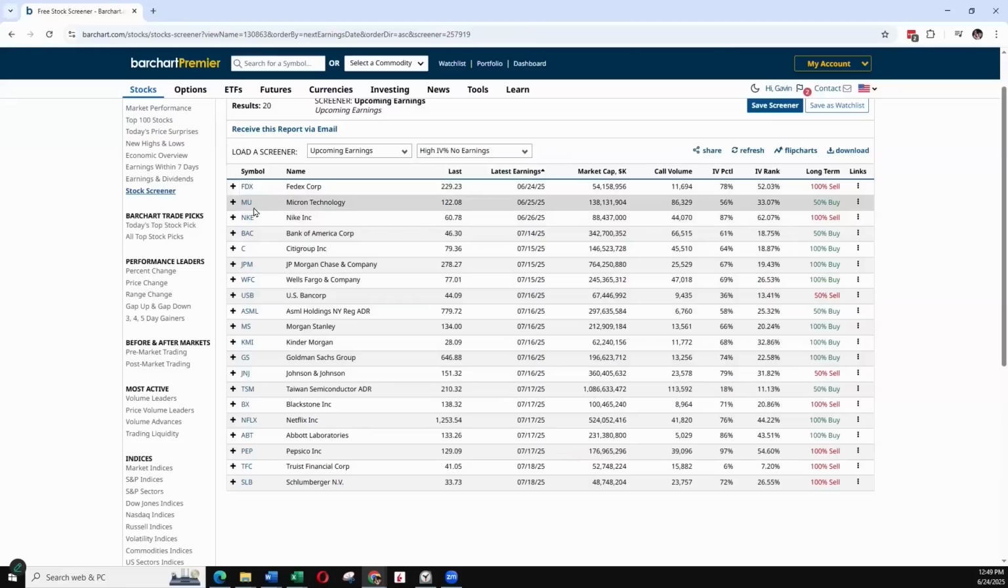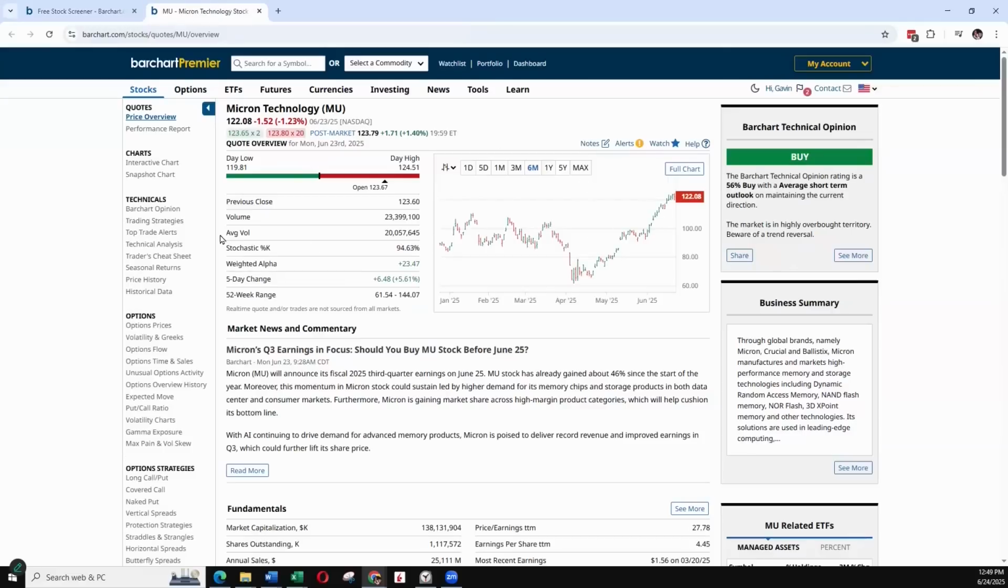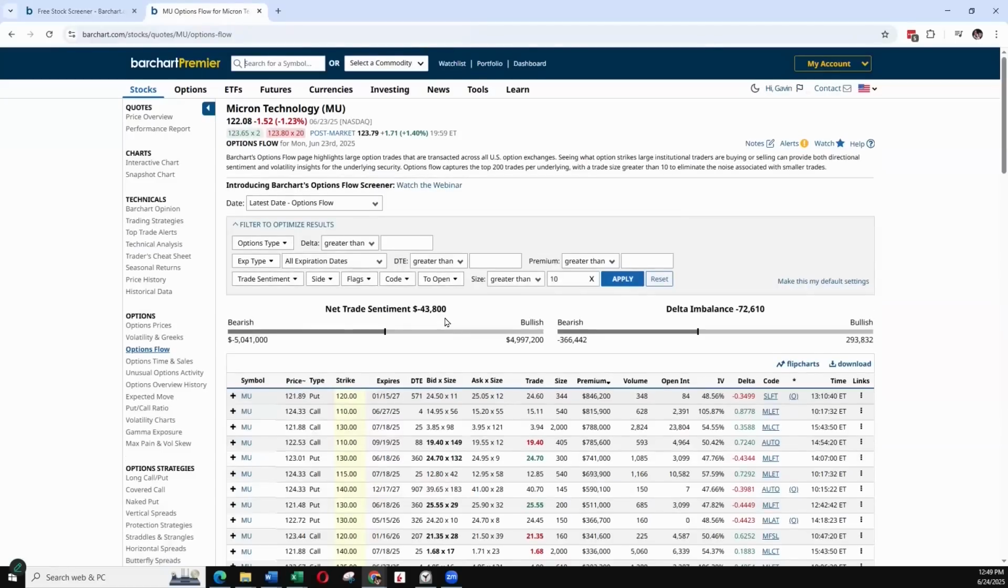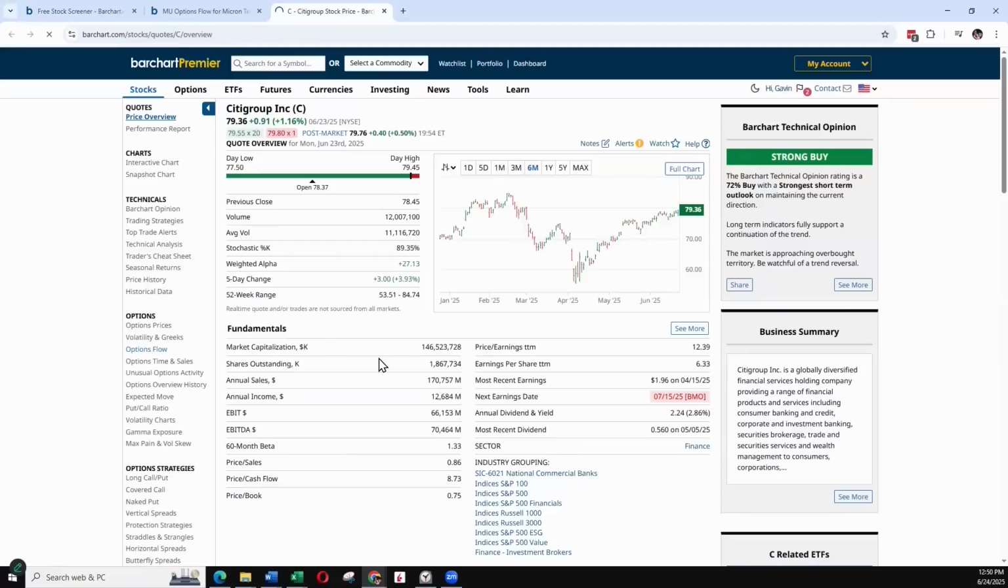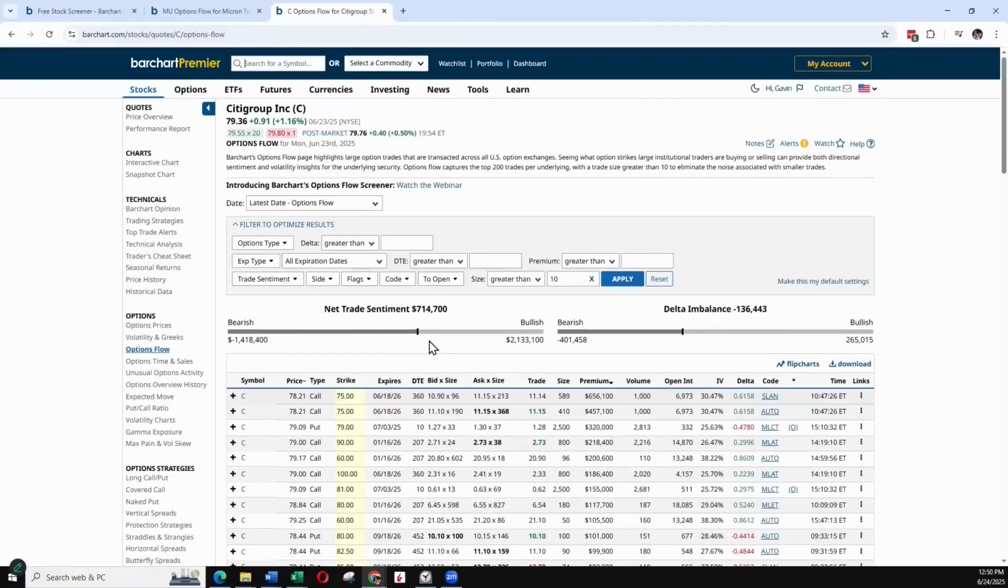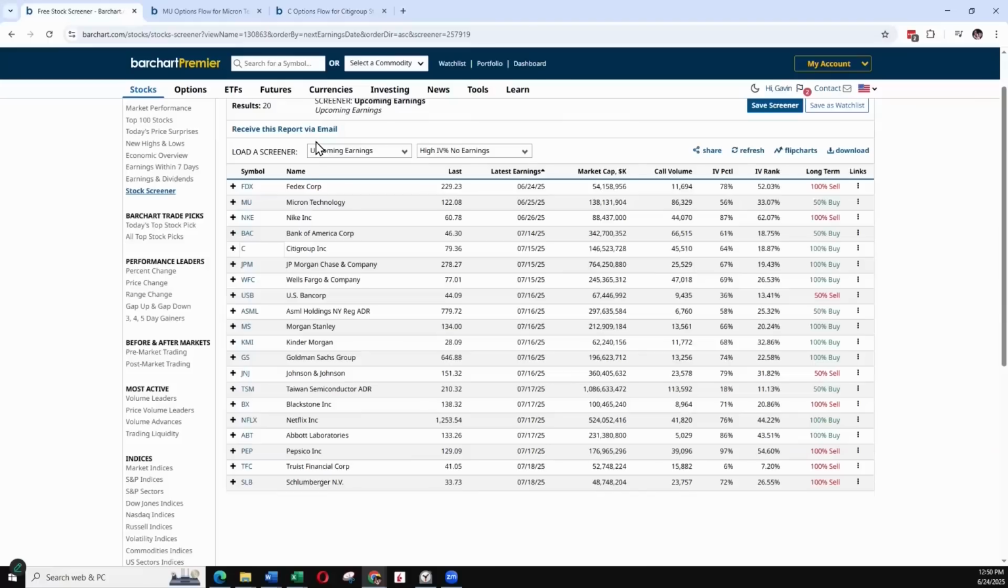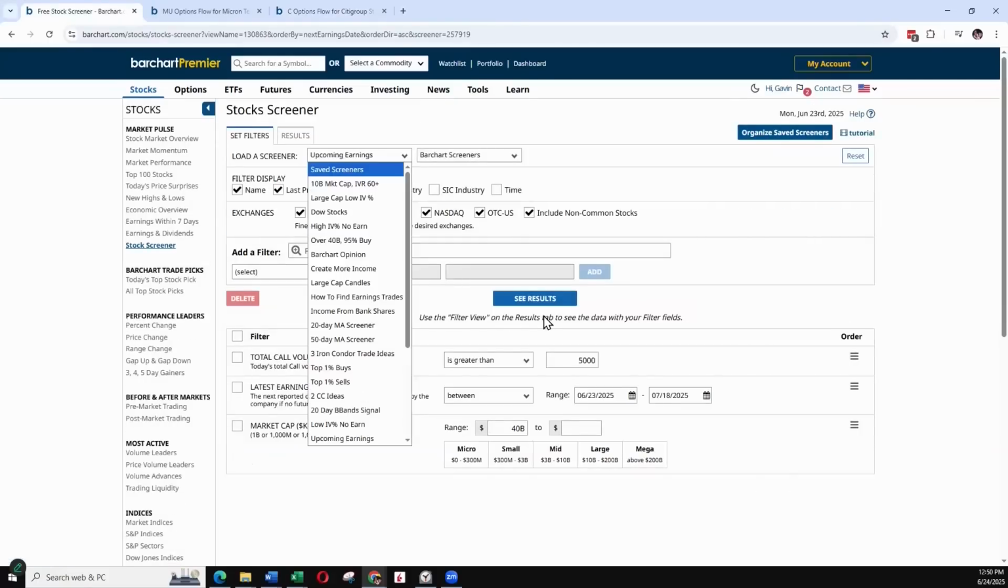So we've got Micron later in the week. Let's have a look at that one. And it's in a very nice uptrend, but we've got slightly negative flow, so I'd probably avoid that one. Let's have a look at another one, Citigroup. And that has good options flow, slightly negative on the delta imbalance, but that's probably a better candidate on the bullish side.